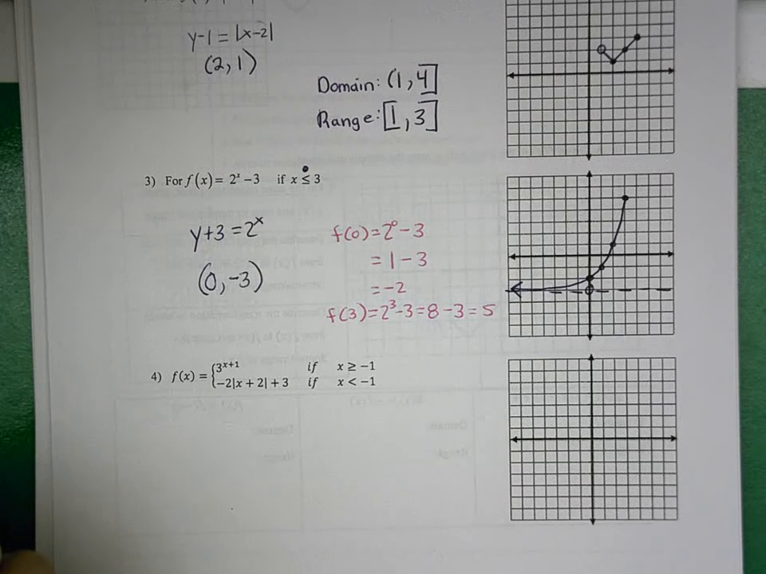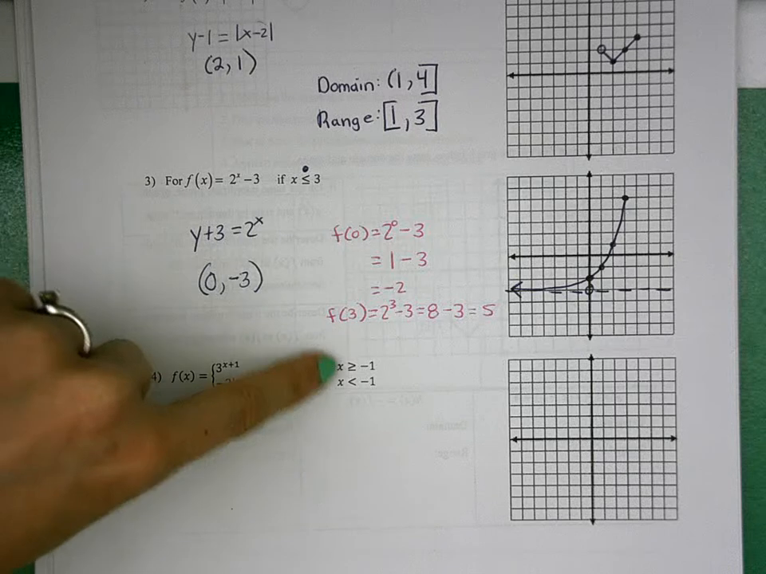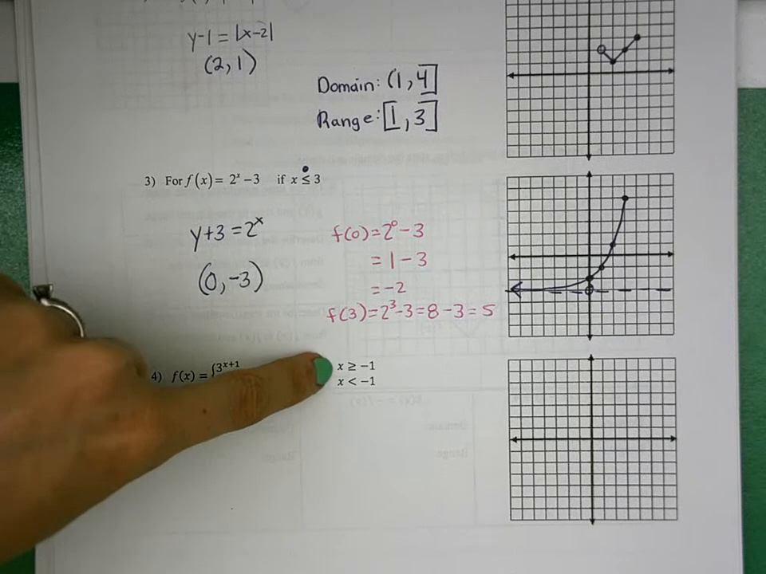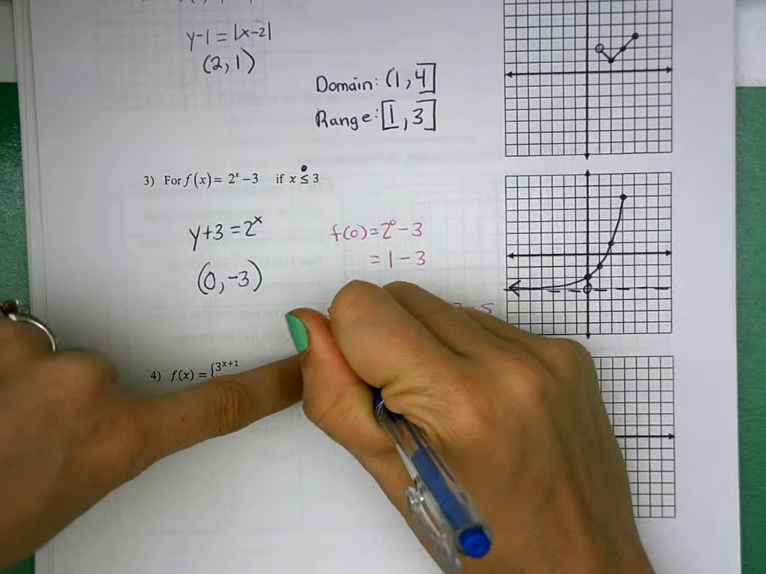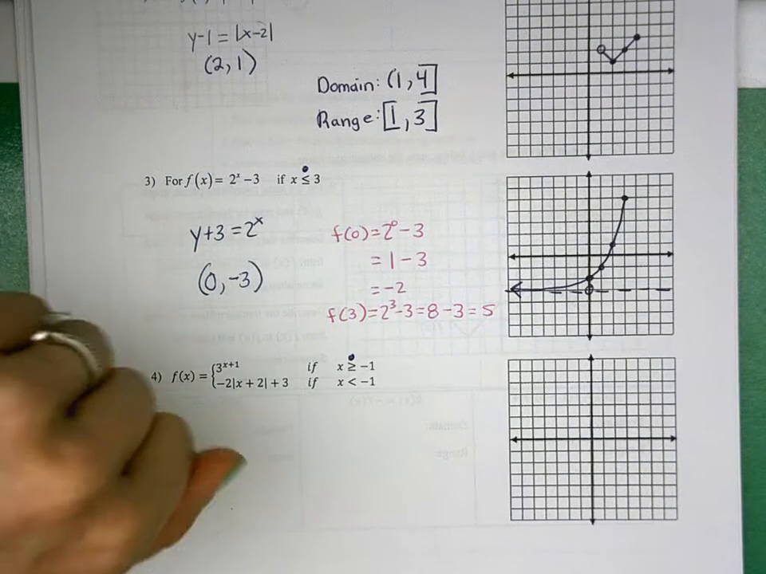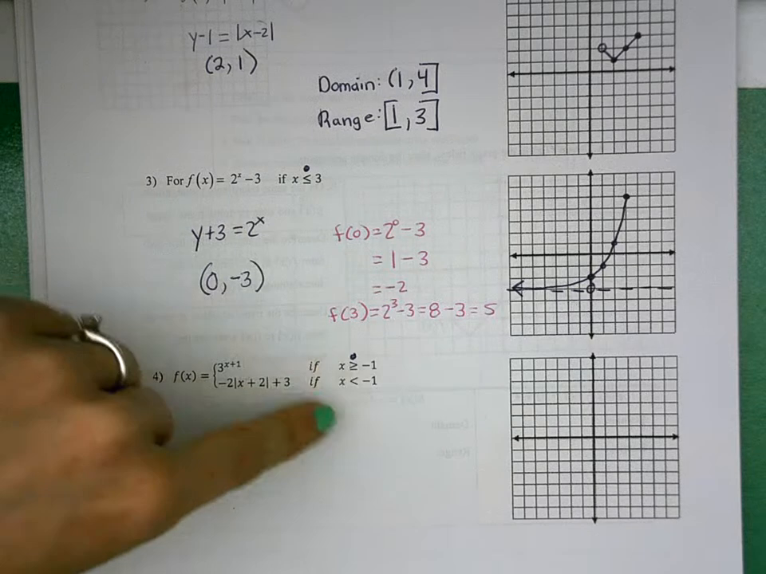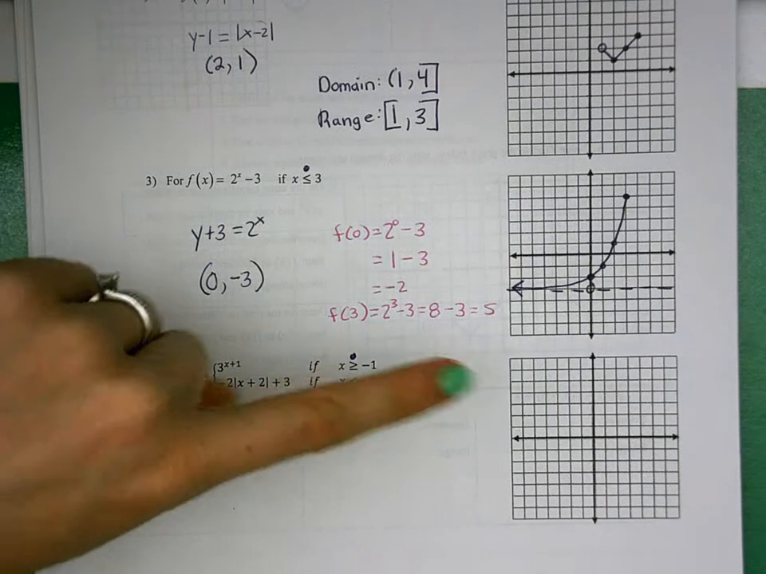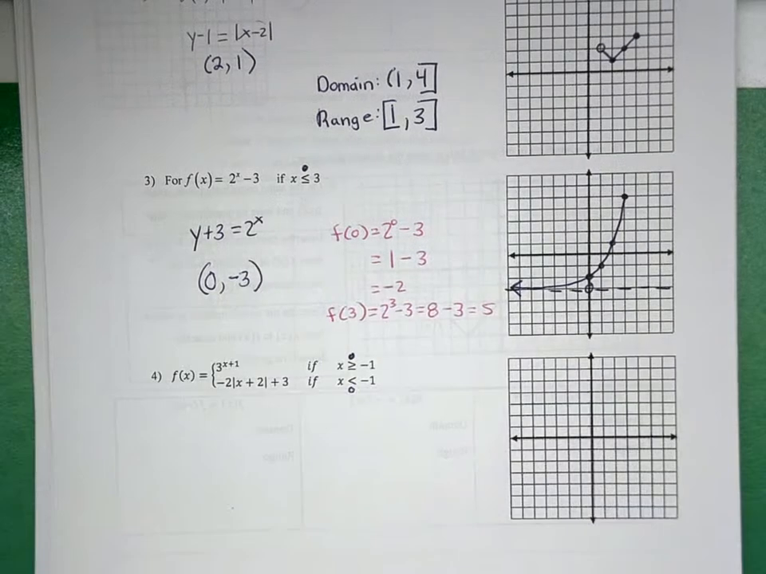Okay, I also have over here with my domain restrictions, on top we have x is greater than or equal to -1, so I know I am going to have a point at -1 for that exponential, and all the bigger thans and equal to. And then down below we have our less than -1, and so this one's going to be a hole.